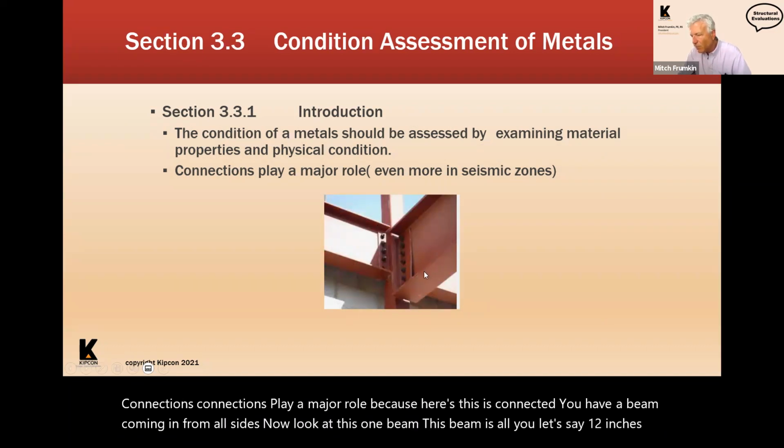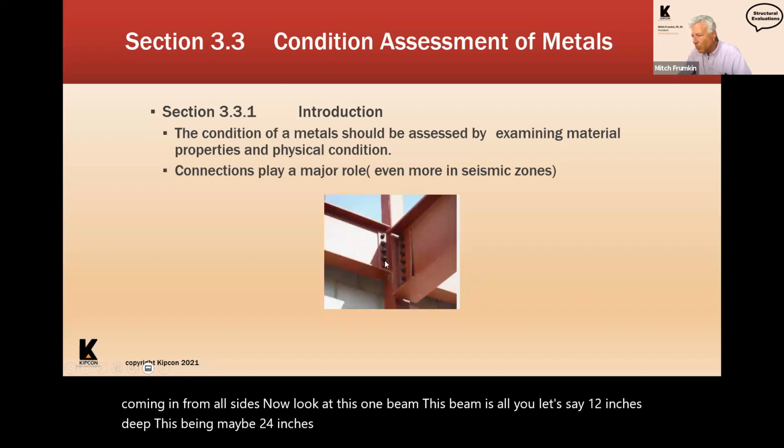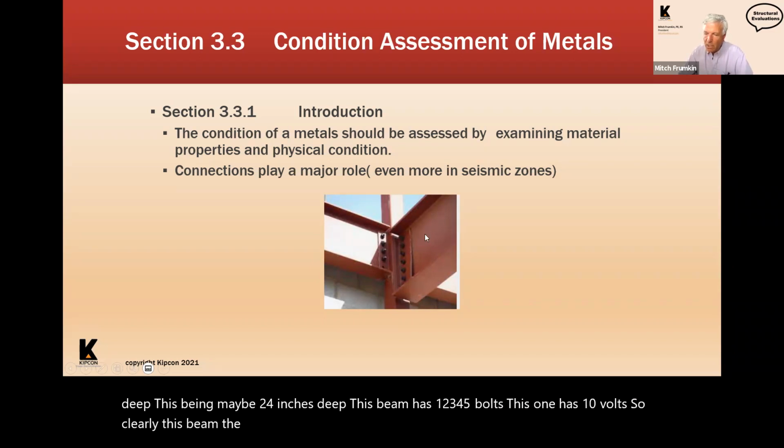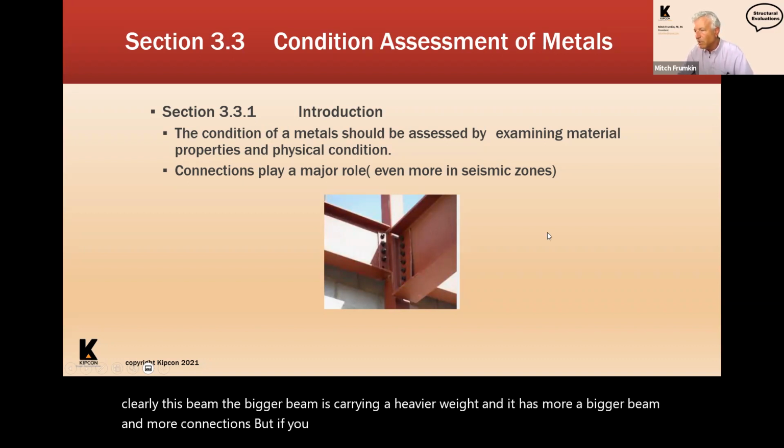This beam may be 24 inches deep. This beam has 1, 2, 3, 4, 5 bolts. This one has 10 bolts. So clearly, this beam, the bigger beam, is carrying a heavier weight, and it has a bigger beam and more connections. But if you looked at this, would you see a problem?